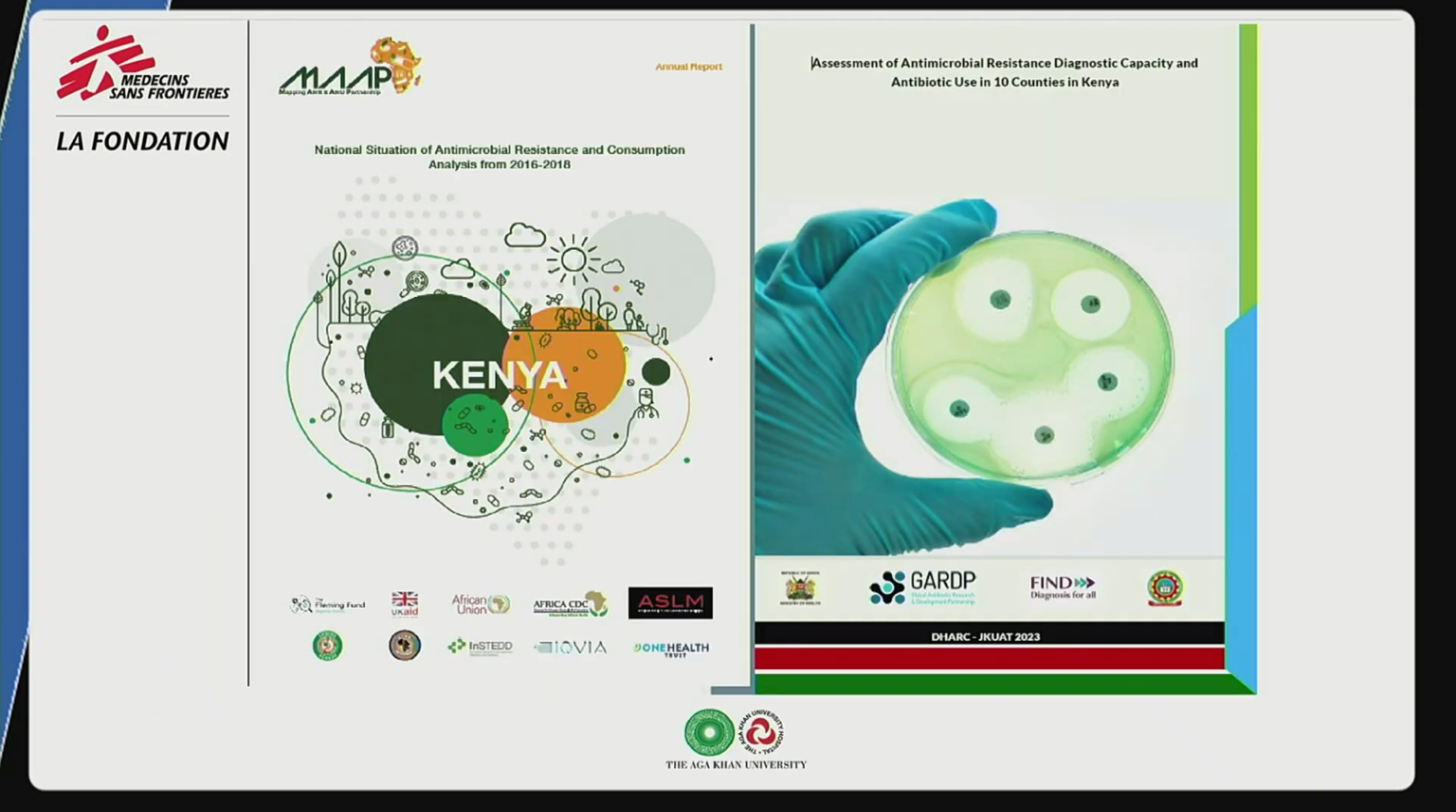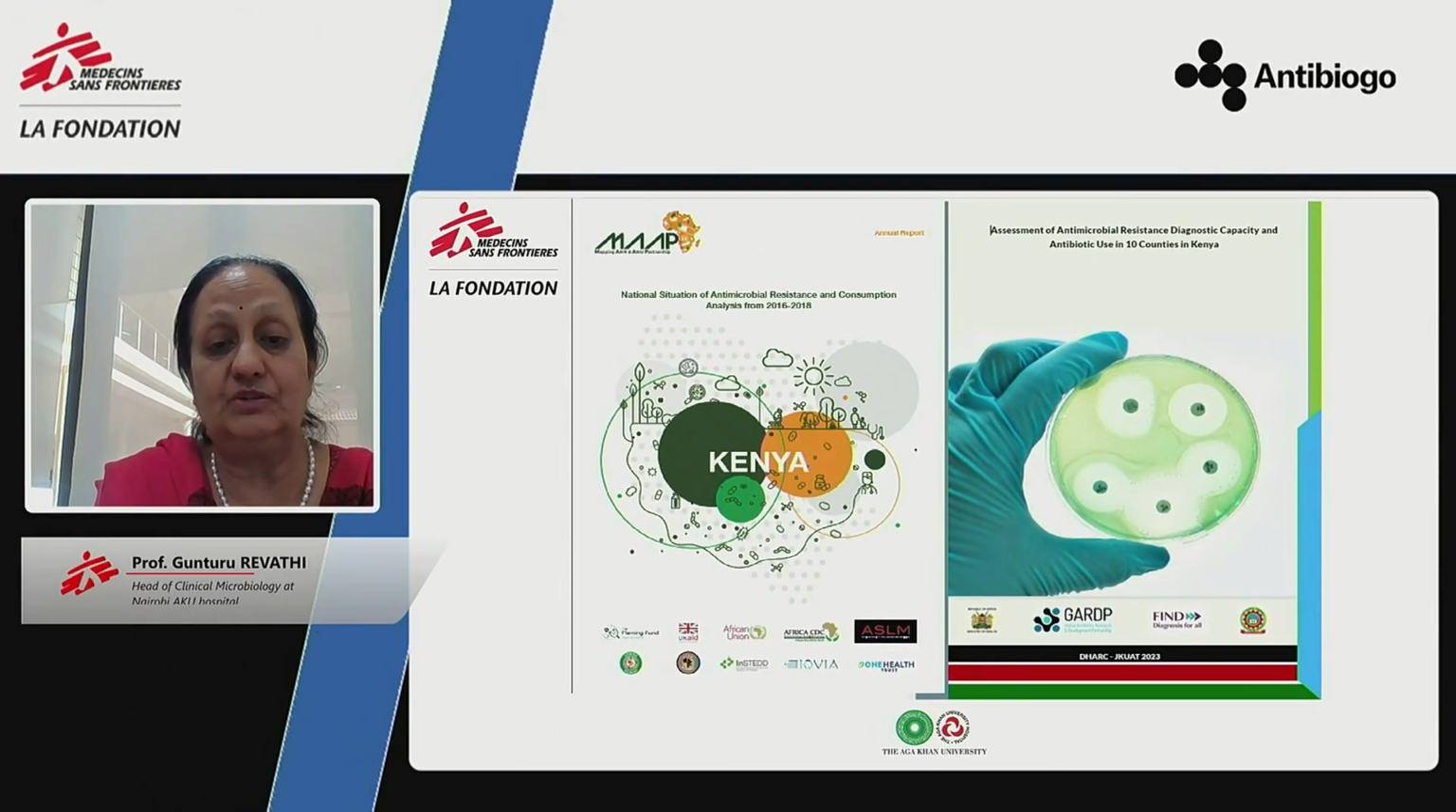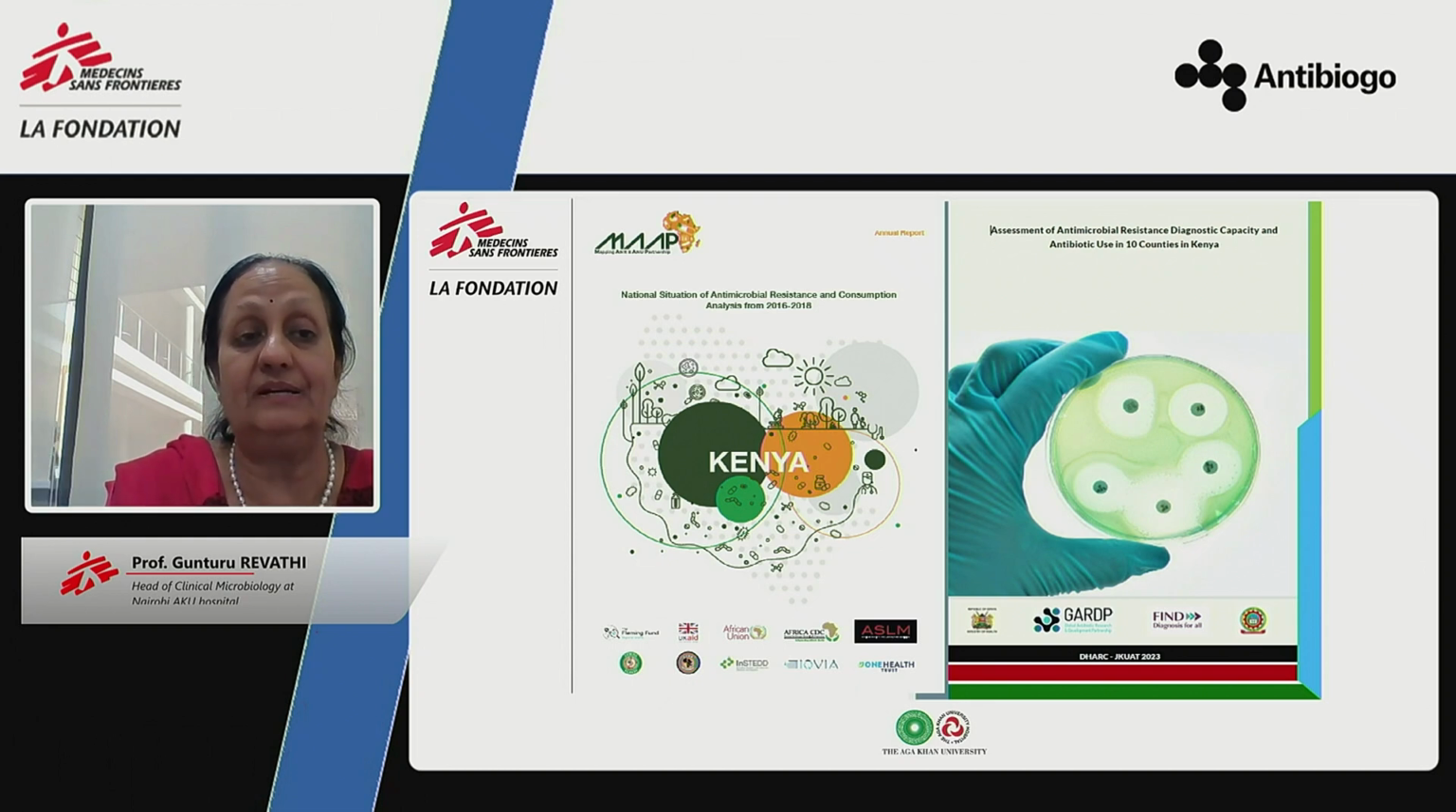We have these two reports recently published. The MAP report is by Fleming Fund. The other report is supported by GARDP and FIND Diagnostics. The first one is about the situation analysis in East Africa, 14 African countries. What is the level of resistance? And the other report is talking about the preparedness and the capacity of the laboratories in this region.